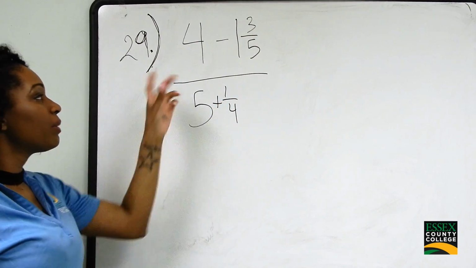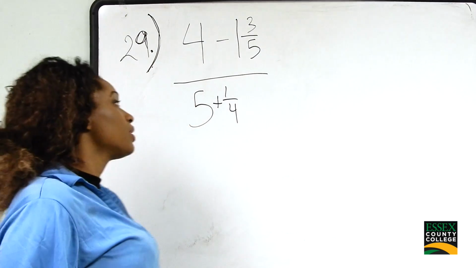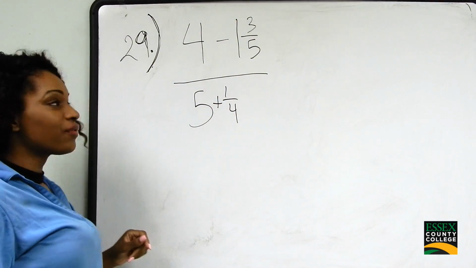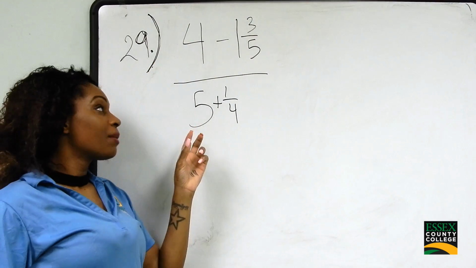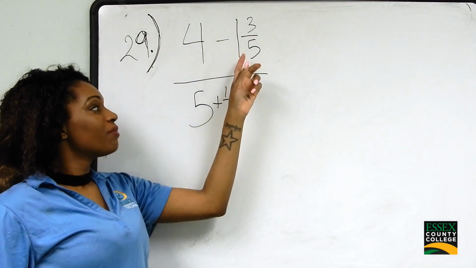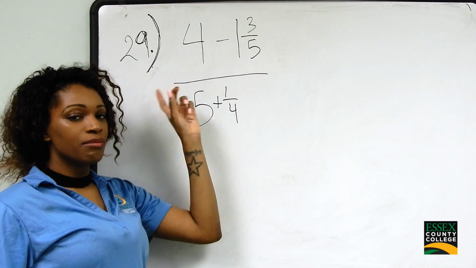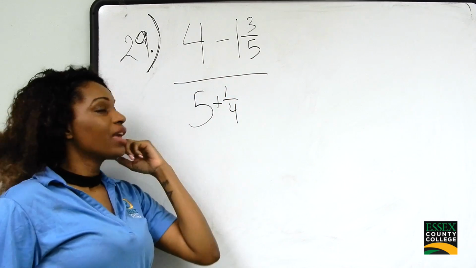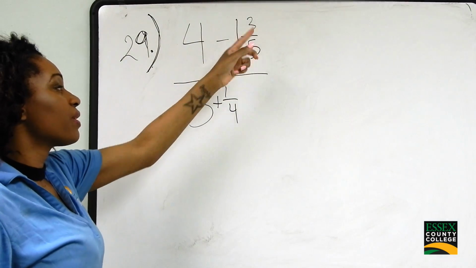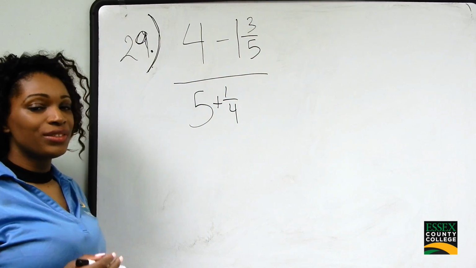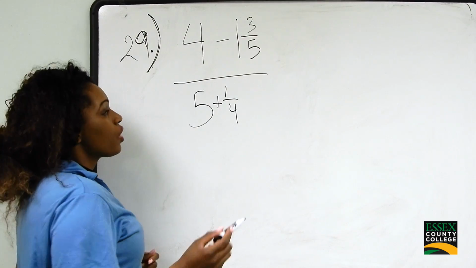So here, what we simply want to do is convert the mixed fractions to improper fractions, and then convert the whole numbers to a number equivalent to the denominators in the improper fractions. Okay, so what we're going to simply do here is take 4 minus 1 3/5. We're going to change 1 3/5 to an improper fraction.